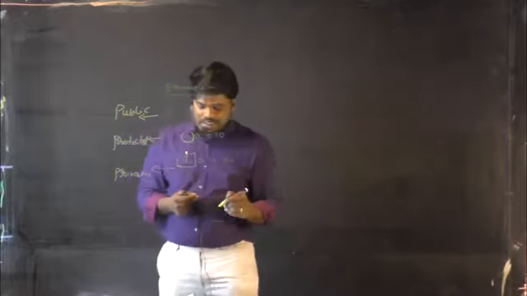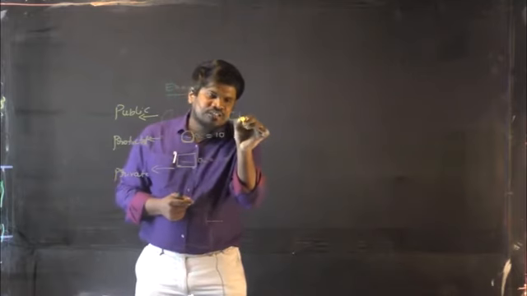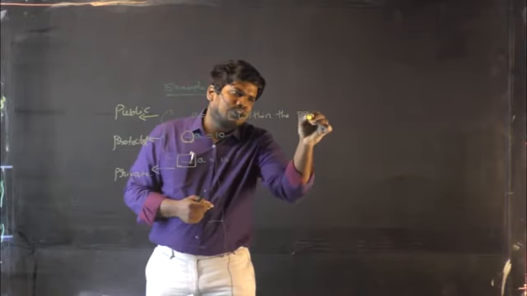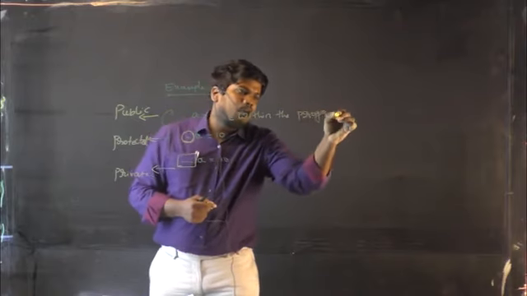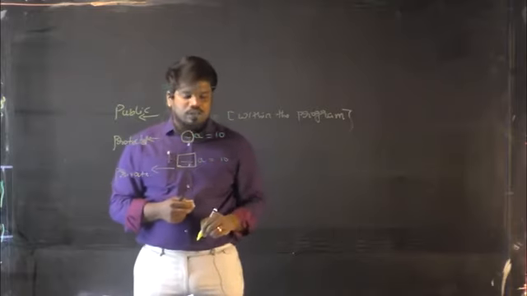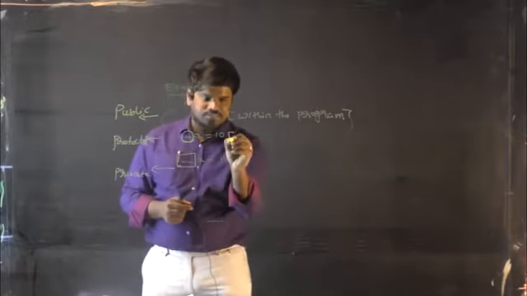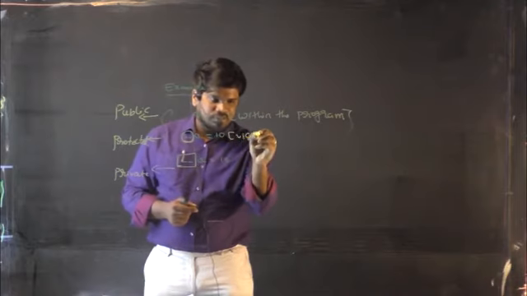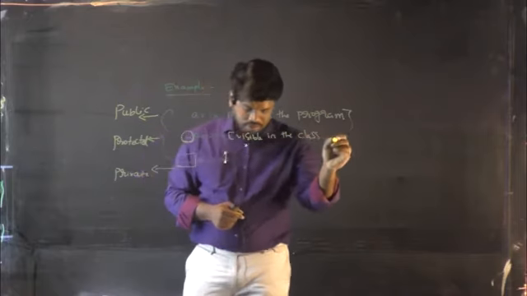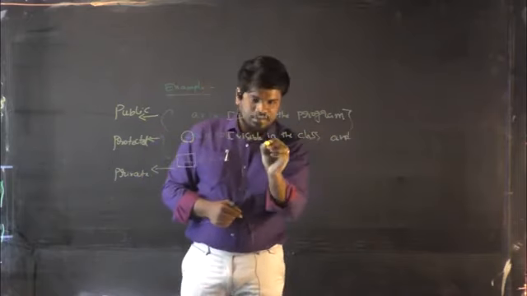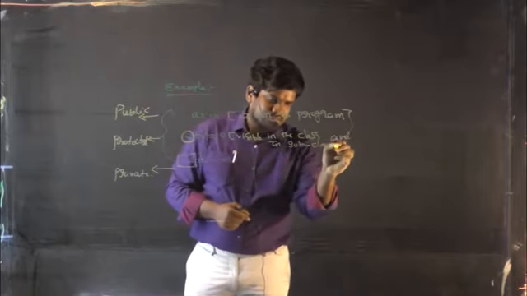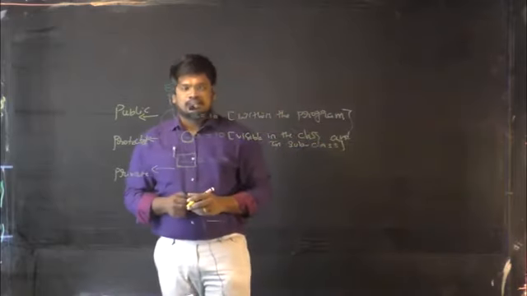Observe carefully. The scope of this one is within the program. The scope of this one is within the program. And the next one is visible in the class and in the subclass. Visible in the class and in the subclass.